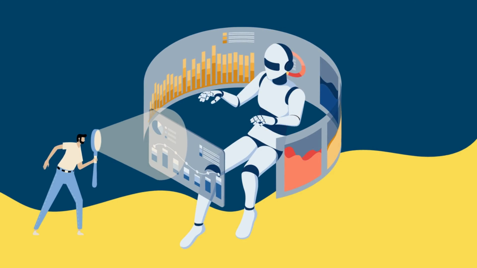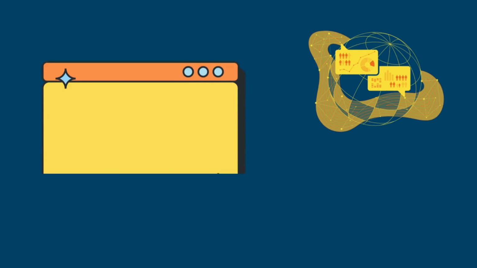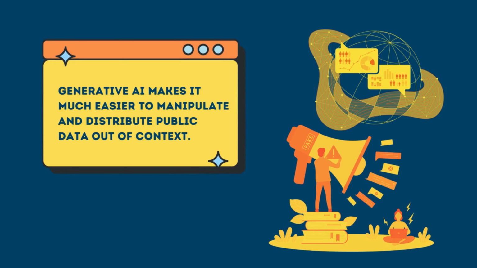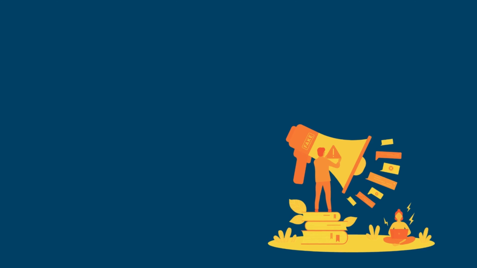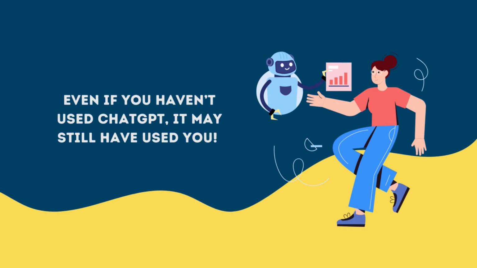ChatGPT can scrape data from public profiles, personal websites, and any public records. It can even use articles that are removed from the search engine results under the EU's Right to be Forgotten law. And even though most of this information is public, generative AI makes it a lot easier to manipulate and distribute the public data out of context. So even if you haven't used generative AI, it might still have used you to learn and train itself.